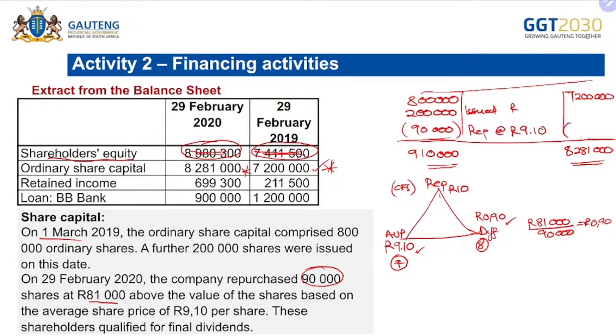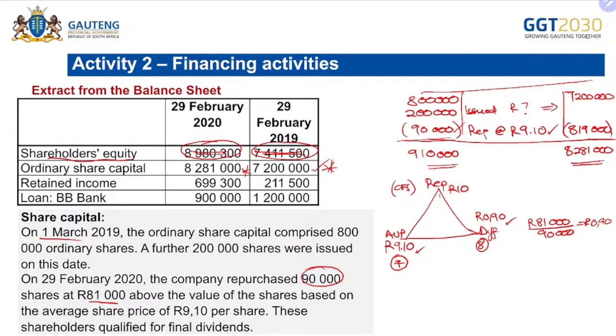Already, if there's a repurchase, I must keep my brackets open already. If you now say 90,000 multiplied by 9 Rand 10 cents, if you multiply those two, you should get 819,000. Okay? 819,000. And then you say, but I still don't have this figure. Which leads me to get that one. It's not a problem anymore.